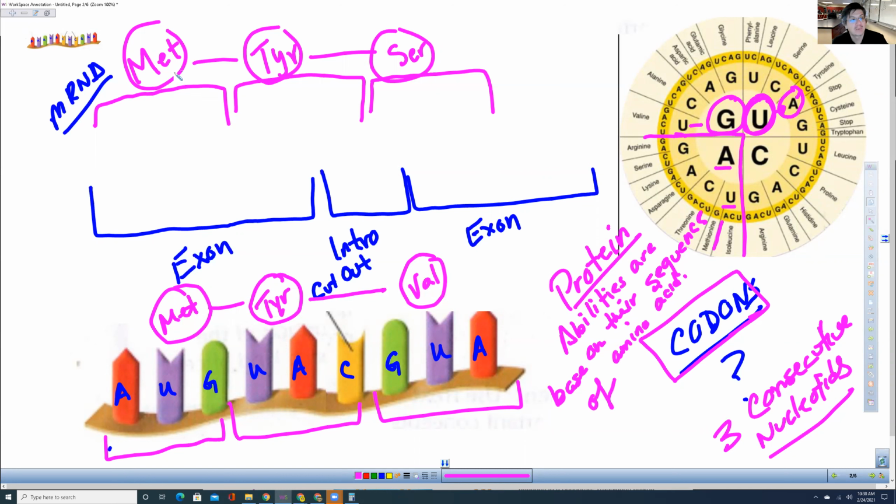So for example, a protein with methionine, tyrosine, and serine, that would do, let's call it job A. But this protein, because it has a different amino acid sequence, would do a different job. Let's call that job B. And so that's how proteins are different, because they have different sequences of amino acids and therefore they do different jobs. Okay, questions on this, guys? Questions, concerns so far? You guys should be really good with respect to this.